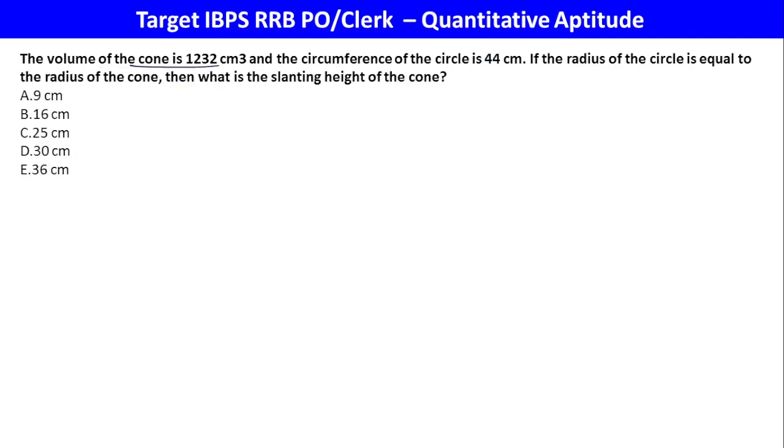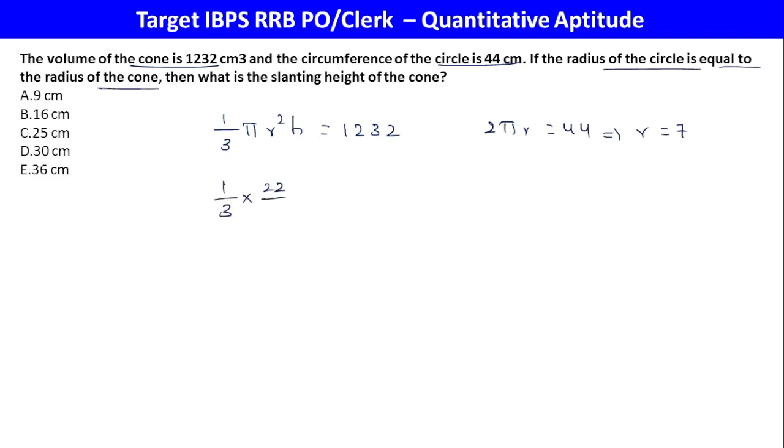The volume of the cone is given. Volume of cone formula is 1 by 3rd pi r square h, which is 1232, and the circumference of the circle 2 pi r is 44, so the radius is 7. The radius of the circle is equal to the radius of the cone. 1 by 3 times 22 by 7 times 7 into 7. We need the slant height, but first we must find the height. Solving: 7 times 7 is 49, 1 by 3 times 22 times 7 times 7 times h is 1232.